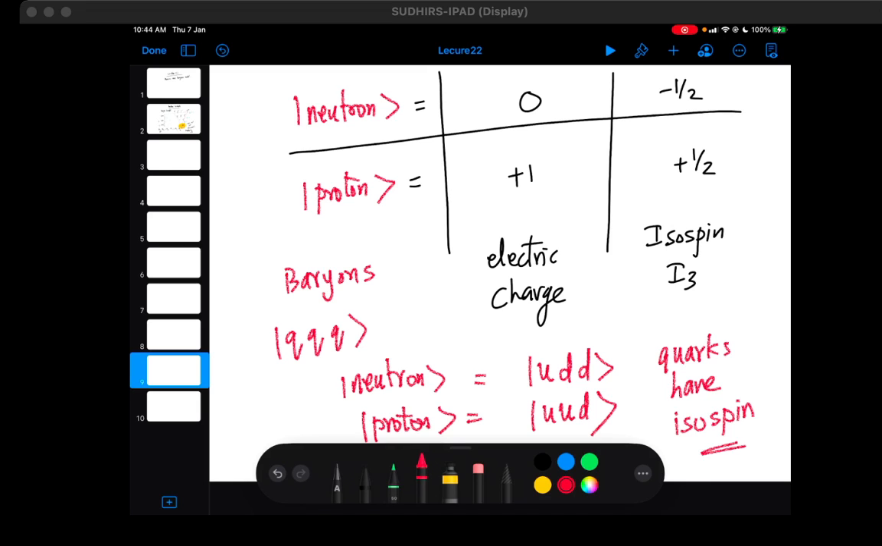Now, coming to the mesons, the quarks we can give the multiplet 3, under the representation 3 of SU3. Now, this SU3 is called the flavor symmetry.